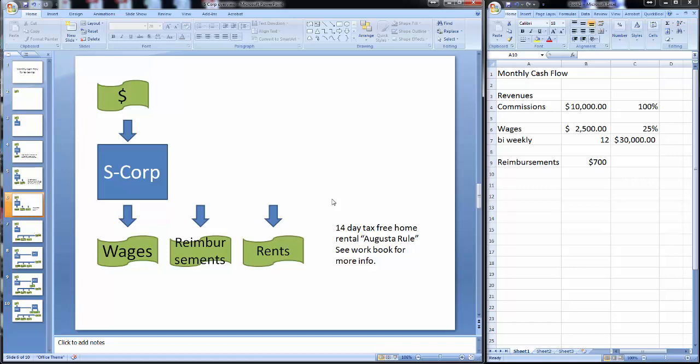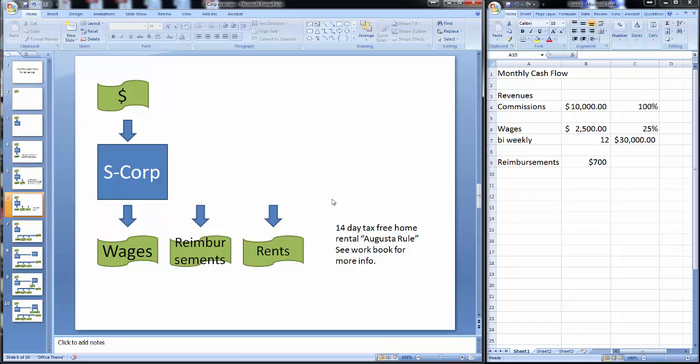This is totally legit. It's been through tax courts and it's in the tax code. So we don't have any problem with this whatsoever. Why do you want to do this? You really want to do this because it creates tax-free income. You can pay yourself anywhere between $500 and $1,000 up to 14 days every single year, and it's completely tax-free.